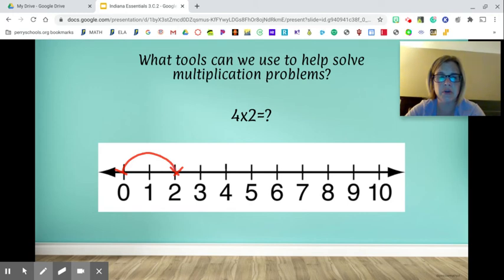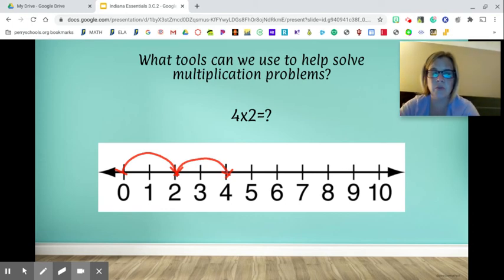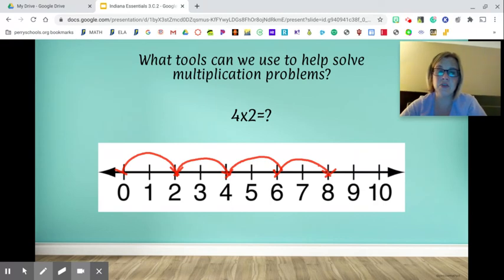Here's 1 jump. 1, 2. Here's another jump. 1, 2 puts me on 6. Here's 3 jumps. 1, 2 is my 4th jump. It lands me on 8. 4 times 2 equals 8.